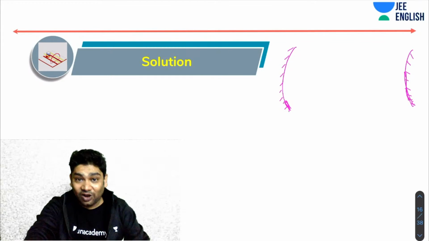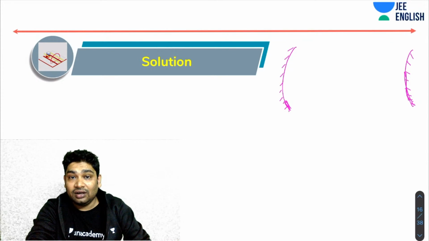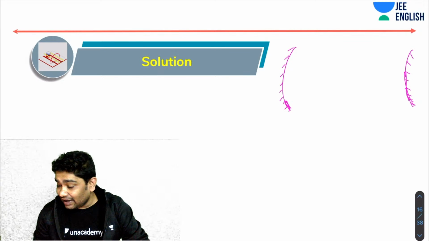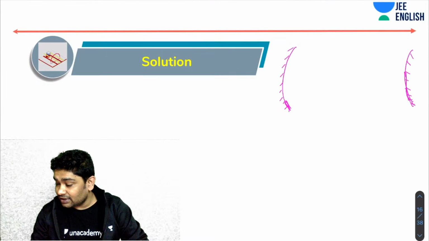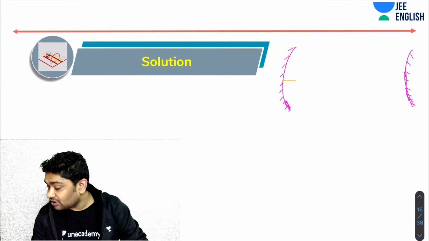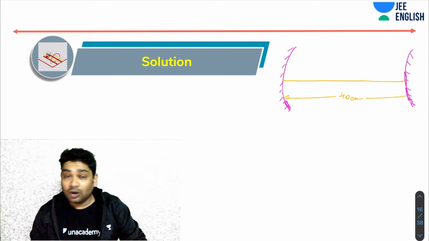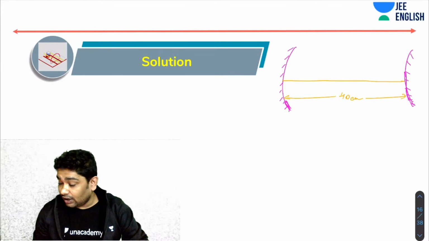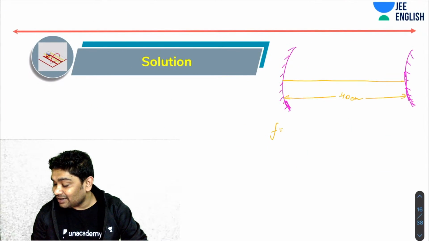Okay, so now what have you been told? You've been told that they are placed together with their common principal axis coinciding, and the distance between them is 40 centimeters. So let's draw the common principal axis, and you've been told that the length of this is 40 centimeter. Then you have been told that the focal lengths are as follows. The focal length of the concave mirror was 10 centimeter. That of the convex mirror was 15. So here F is 10 centimeter, F is 15 centimeter.